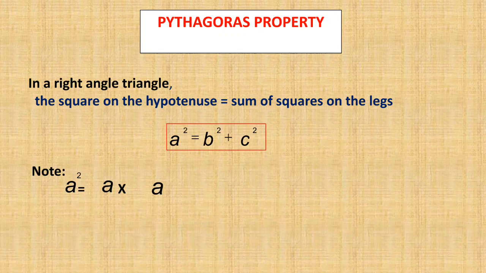In a right angle triangle, the square on the hypotenuse is equal to the sum of squares on the legs. We have to square the hypotenuse side. After that, we have to square each and every leg's measurement. Then we have to add both of them. A square equals B square plus C square. A is the hypotenuse side. B and C are the legs of the triangle, that is, the remaining sides. A square is equal to A multiplied by itself, A into A.